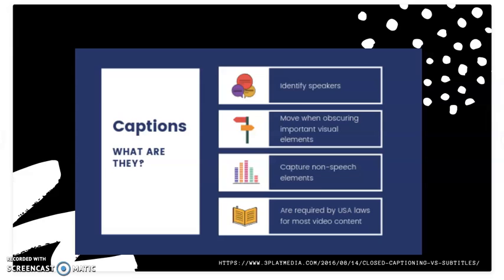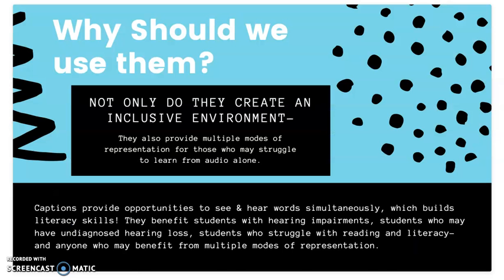Captions, what are they? So they identify speakers, they move when obscuring important elements, capture non-speech elements, and are required by USA laws for most video content.